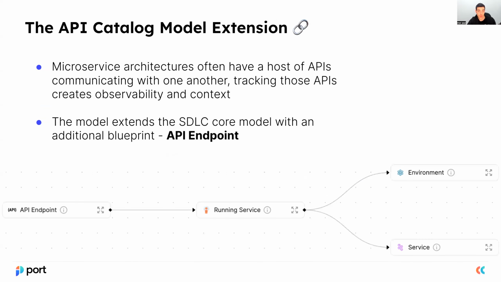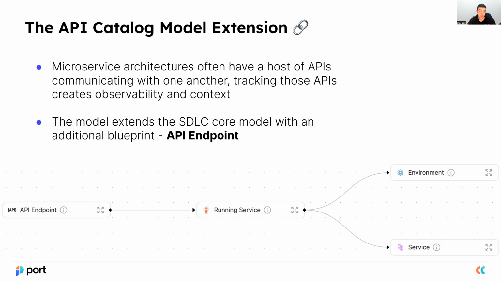What we're going to talk about now is actually a different kind of extension for the core model, and we're going to talk about the API catalog model. So why do we even need an API catalog? Today, microservices architectures often have a host of APIs communicating with one another. Teams have a variety of internal APIs, all communicating through a variety of interfaces and methods. And tracking those APIs creates a very high quality layer of observability and context.